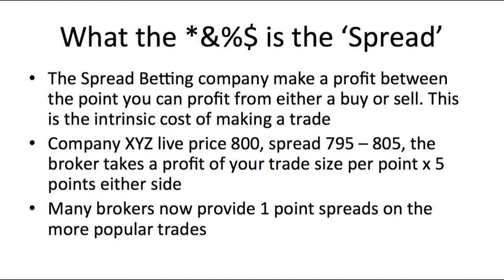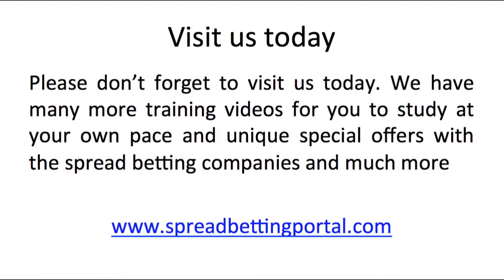So remember, the market opened at 800. If we were going short, the spread was 5 points to 795. If we were going long, it's 5 points to 805, and again that's 5 points multiplied by the amount that we're trading per point. One of the good things is, because financial spread betting has become enormous and hugely popular, many spread betting brokers now provide 1 point spreads on the more popular trades that people make, so that's good news.